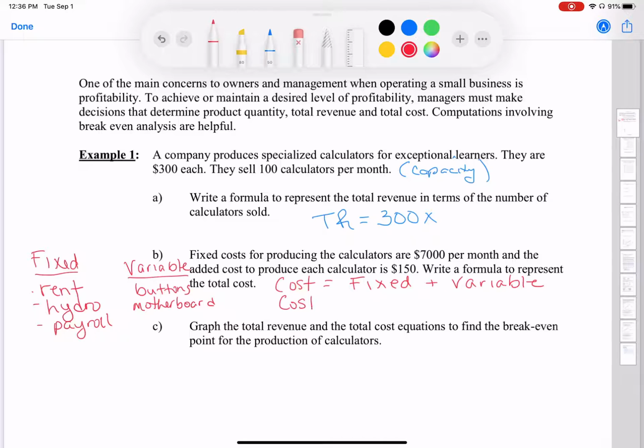So if I was to write this algebraically, we have this flat $7,000 that doesn't change, it's just there. Plus, every time we make a calculator, there are $150 worth of components that have to be put into it. So again, cost always has two parts, the fixed and the variable, and so your cost function is going to be a little bit more complicated than your revenue function.